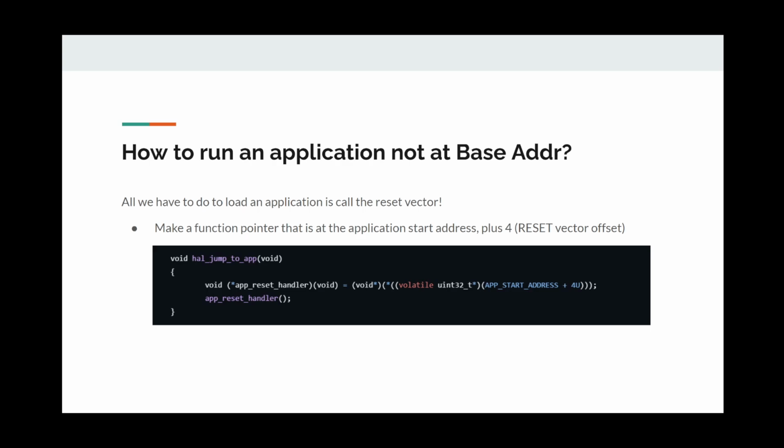And now to tie it all together, all we have to do to load an application is to call its respective reset vector. And so we make a function pointer that is at the application start address + 4, because that's the offset of the reset vector.